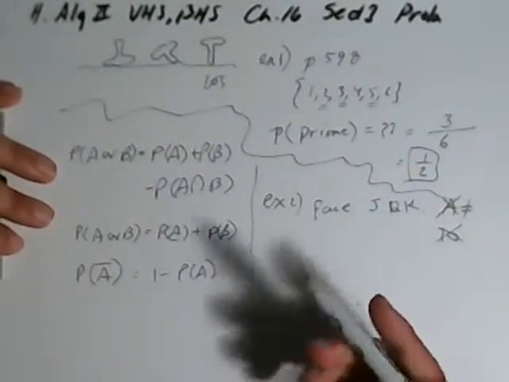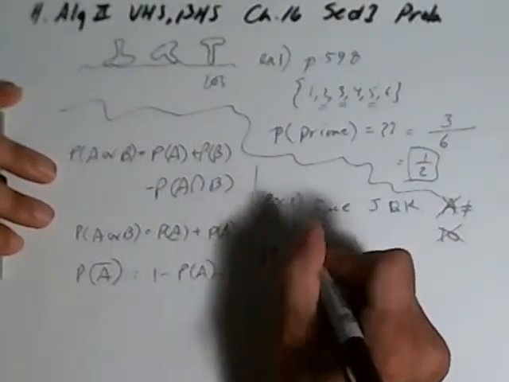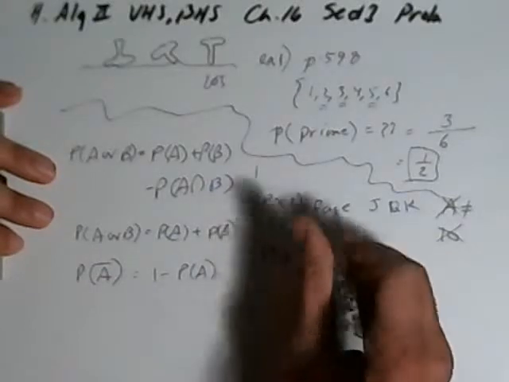What's the probability of getting a black ace? Probability of black ace.